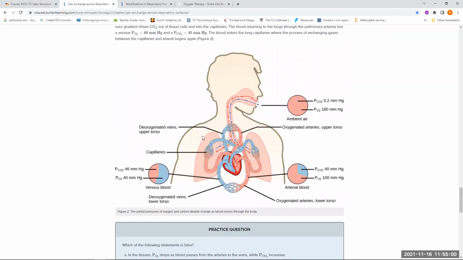Now, let's have a look at this air. This is showing the partial pressure of the different gases as you take them in.